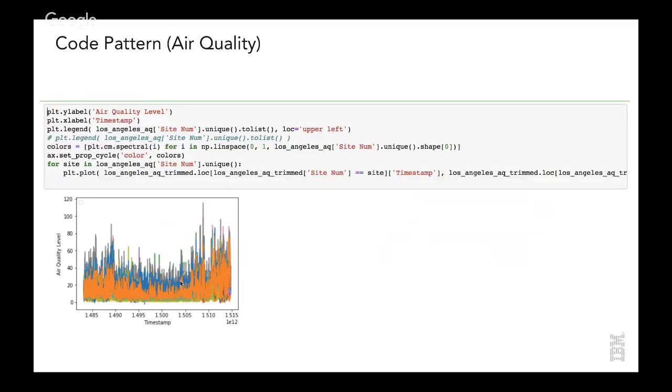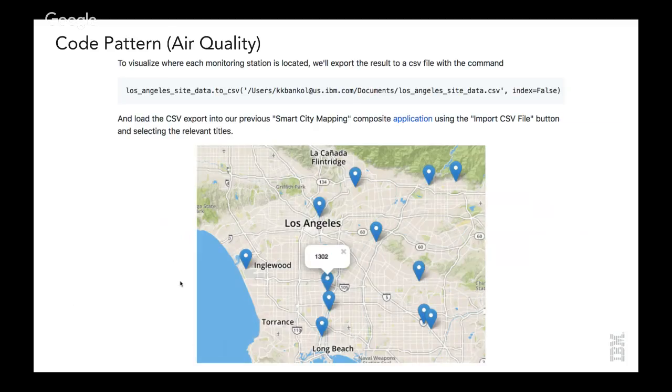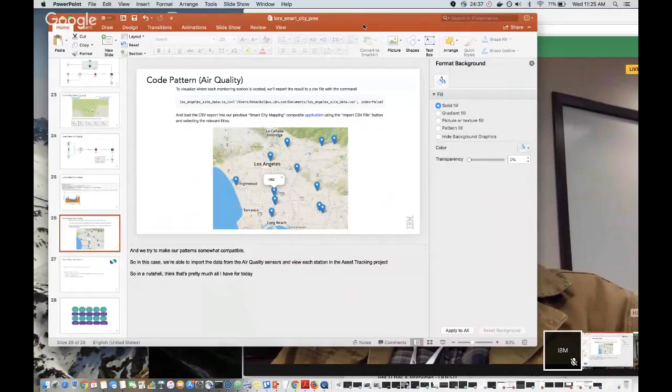This is essentially using a Python package called scikit-learn, which allows you to handle large data sets and also generate graphs. Oh yeah, and we also try to make these patterns a bit interchangeable. This is actually compatible with the previous pattern, the asset tracking one. We were able to generate a CSV file and then load it directly into the mapping pattern. Yeah, so I think that's pretty much all I have for now.